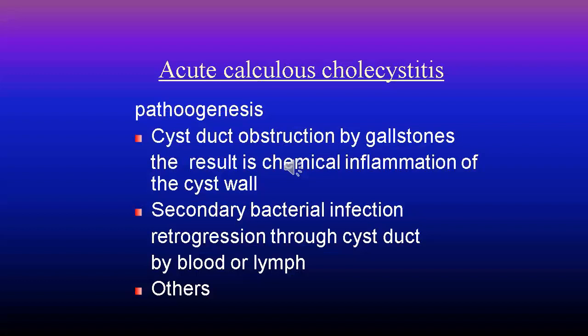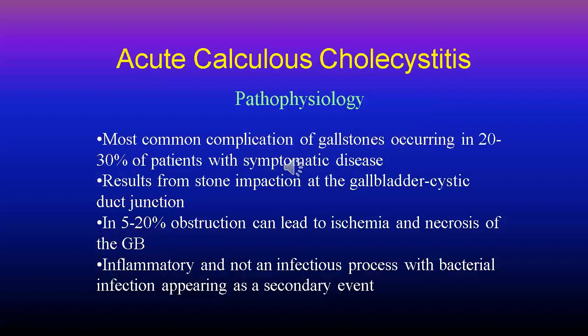So the pathogenesis of acute calculous cholecystitis is cystic duct obstruction by gallstone, resulting in chemical inflammation, and then secondary bacterial infection, retrograde through the cystic duct, or via blood or lymph, or others. It is the most common complication of gallstones, occurring in about 20 to 30% of symptomatic patients. This results from stone impaction at the cystic duct. In 5 to 20% of obstructed patients, it leads to ischemia and necrosis of the gallbladder, especially at the fundus, due to less blood supply. It is an inflammatory process, and the bacterial infection appears as a secondary event.